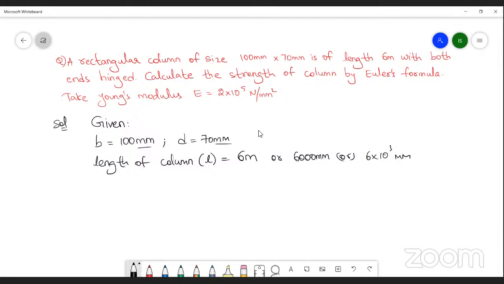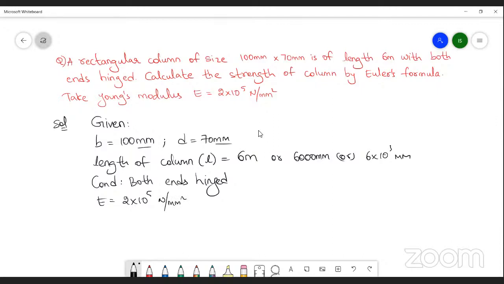Now, what is the condition given in the question? The end condition of the column is given as both ends hinged. This is the condition which is given in the question. Now, let's move on. Even the value of Young's modulus is given. So, E equals 2 into 10 power 5 Newton per mm square. This is the information which is given.